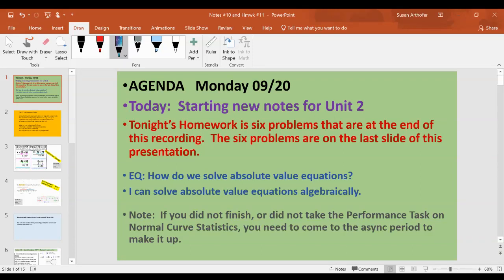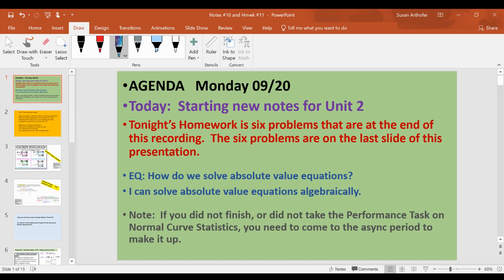Algebra 2. So today's Monday, September 20th. Today we're going to start new notes for Unit 2. Tonight's homework is 6 problems that are at the end of this recording. The 6 problems are on the last slide of this presentation.